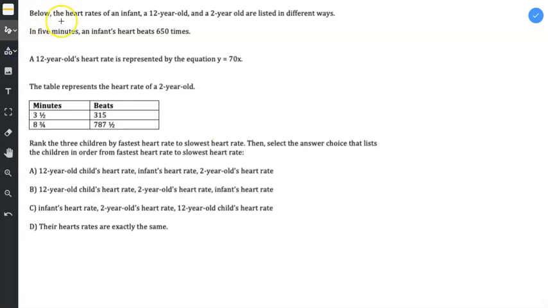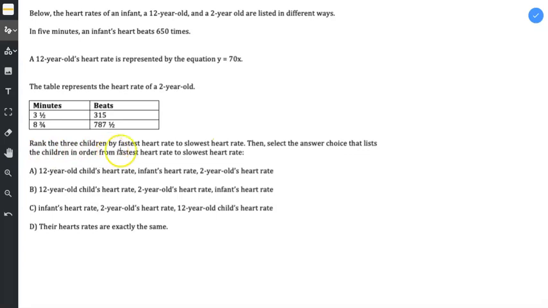Below, the heart rates of an infant, a 12-year-old and a 2-year-old are listed in different ways. So we have heart rates being listed. Here's the first one. In 5 minutes, an infant's heart beats 650 times. A 12-year-old's heart rate is represented by the equation y equals 70x. So there's our equation. And then the table represents the heart rate of a 2-year-old. So minutes and beats. Try to make sense of this. In 3.5 minutes, the 2-year-old's heart beats 315 times. If you understand the table, we'll move on to this part.